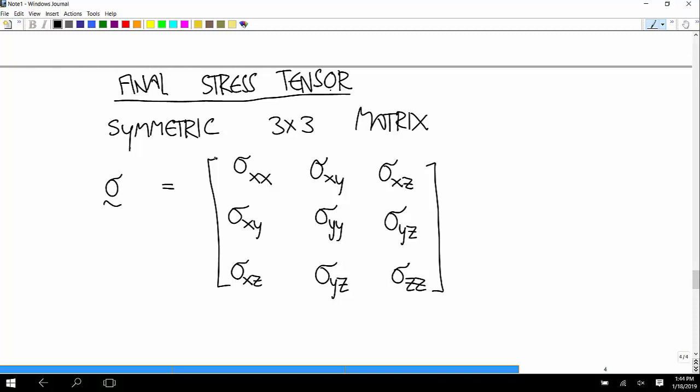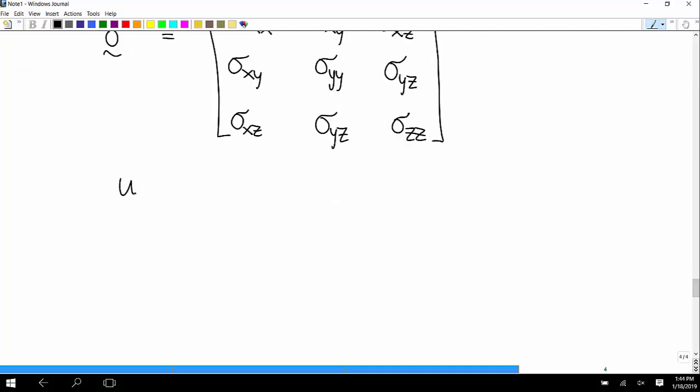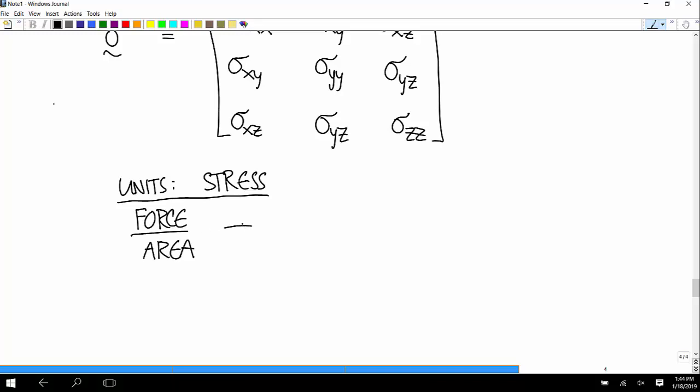The units for stress are force per area, and that means that SI units for stress are newtons per meter squared, which is pascals. It's like units of pressure, although it's not a pressure.